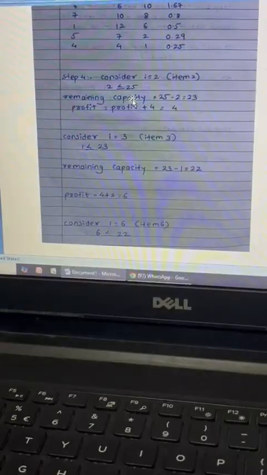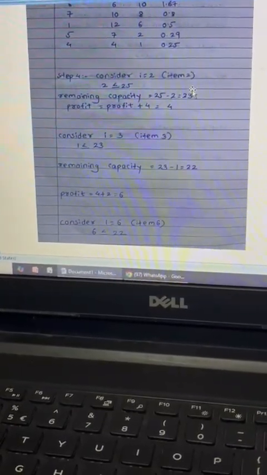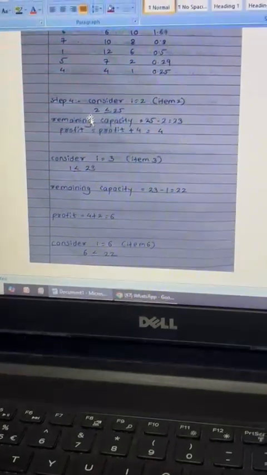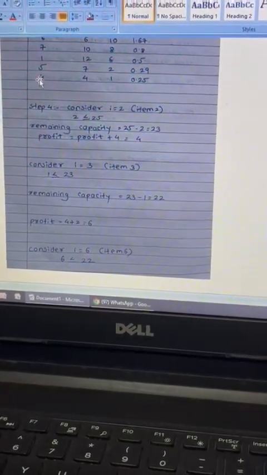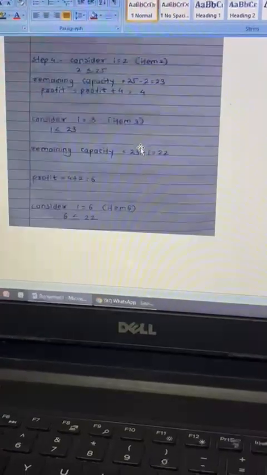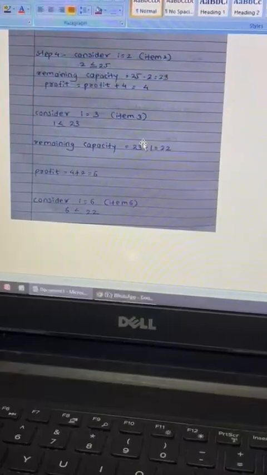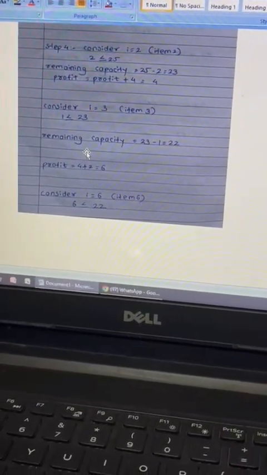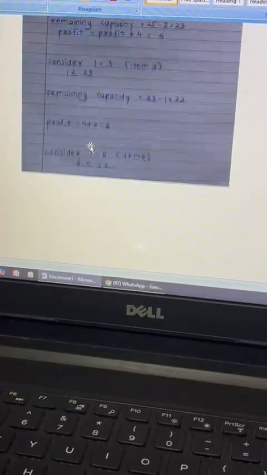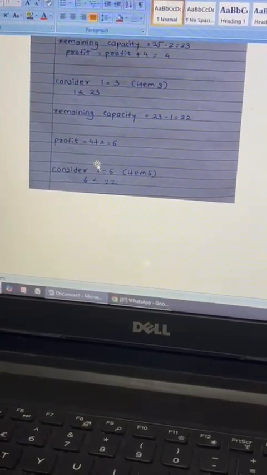Then moving into step 4, consider i equal to 2, item 2. Then 25 is greater than 2, remaining capacity 25 minus 2 is equal to 23, which we have taken from this one. Profit plus 4, the profit is equal to 4. Consider i equal to 3, item 3, 23 is greater than 1, remaining capacity 23 minus 1 is 22. Then the profit value is equal to 4 plus 2 is equal to 6.